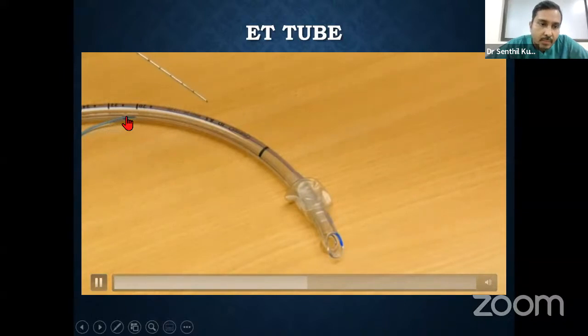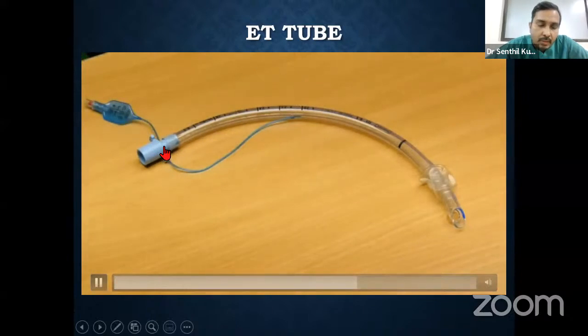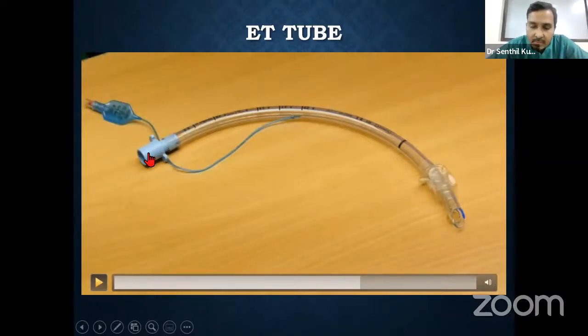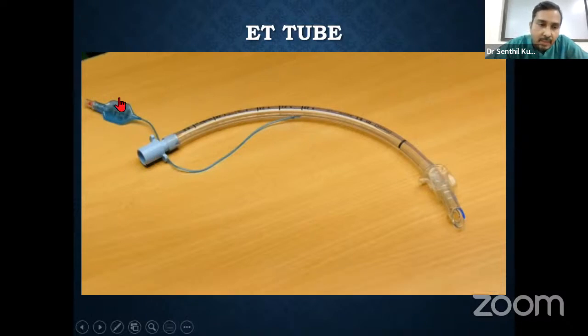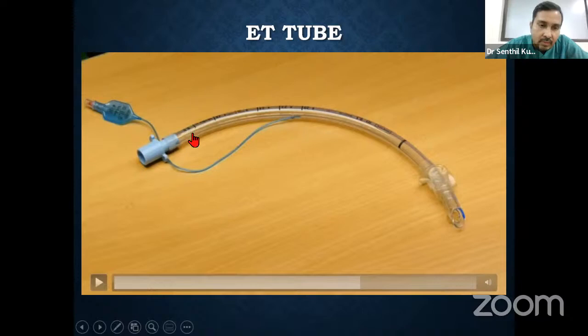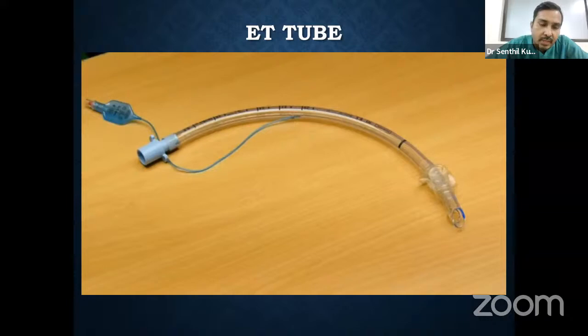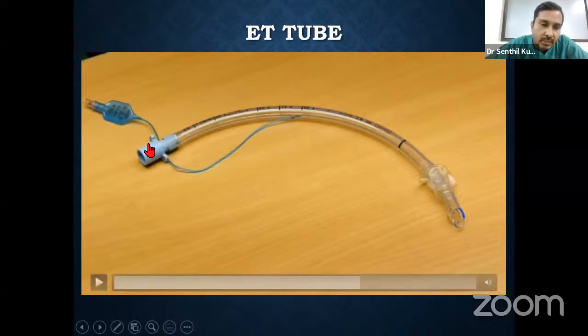Then we have the inflation tube for the pilot balloon, followed by the pilot balloon and the universal connector. Now, why do we call this the universal connector? Because this is the part of the tube connector which is going to connect with the circuit. Whatever the size of the endotracheal tube, this part is going to be different according to the size of the tube. But at the same time, the part which is going to connect to the circuit is of similar diameter, that is 15 millimeter diameter. So that's why it is called the universal connector. For example, if you take a size 3 or size 4 endotracheal tube, this part is going to be the same, whereas this might change. That's why it is called the universal diameter.